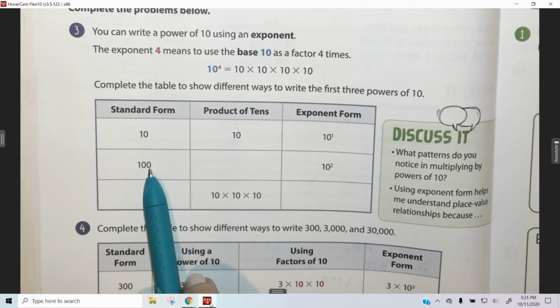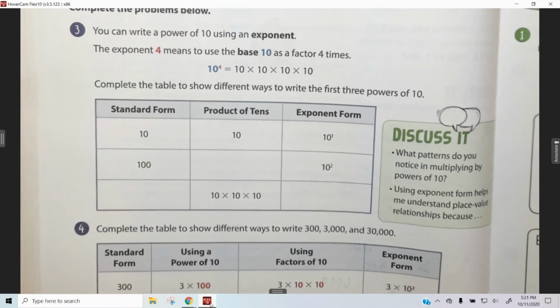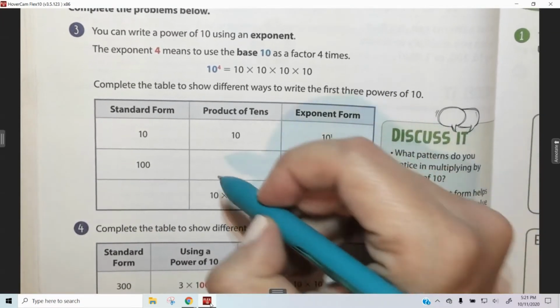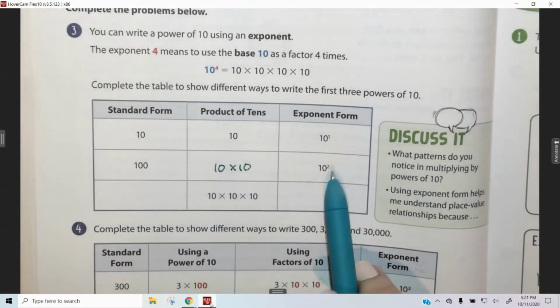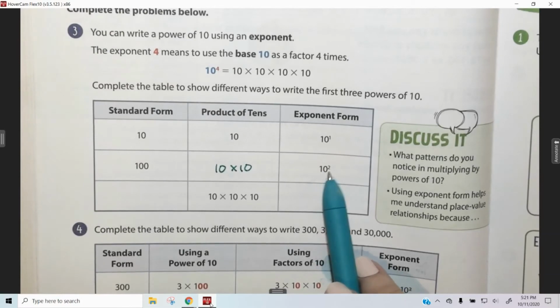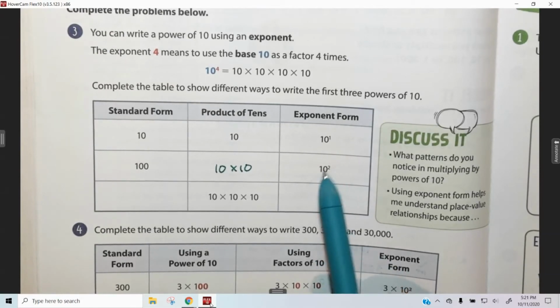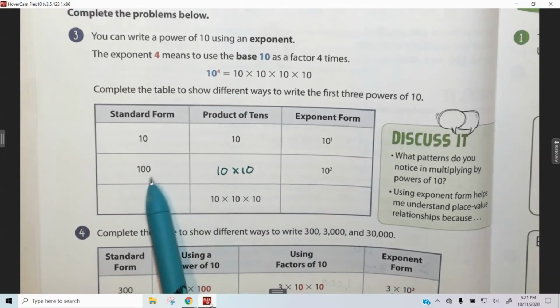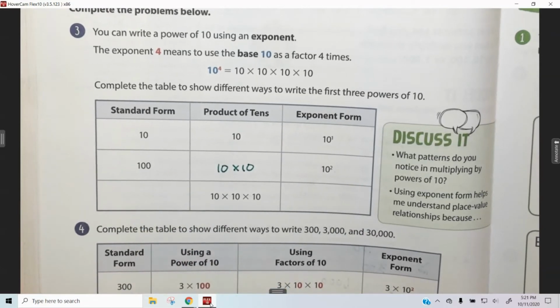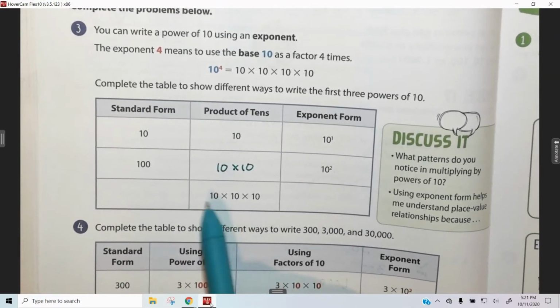So now we have 100. How many times do we multiply 10 to get 100? Hint, look at your number of zeros. That's right, 2 times. 10 times 10. And then in exponent form, it's written as 10 to the second power because we're multiplying 10 2 times. And we have how many zeros in our standard form? 2 zeros. All of it goes together, so really pay attention.